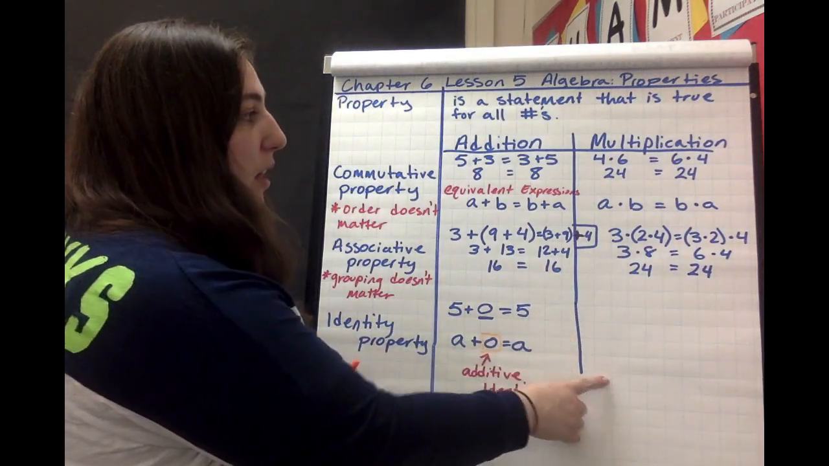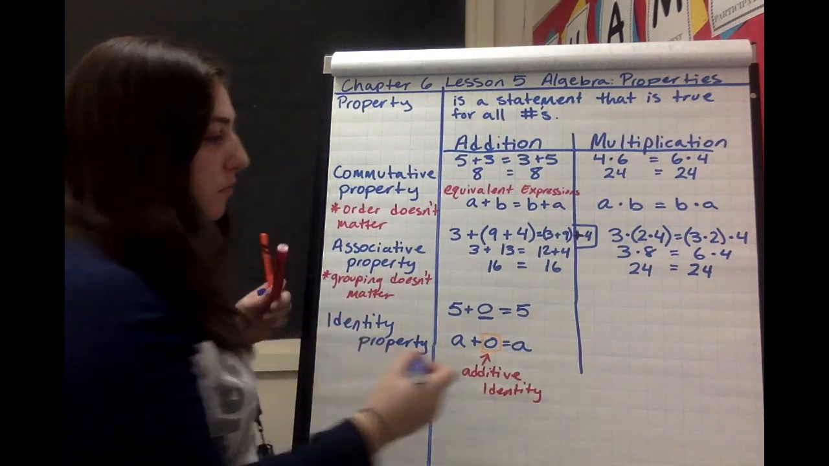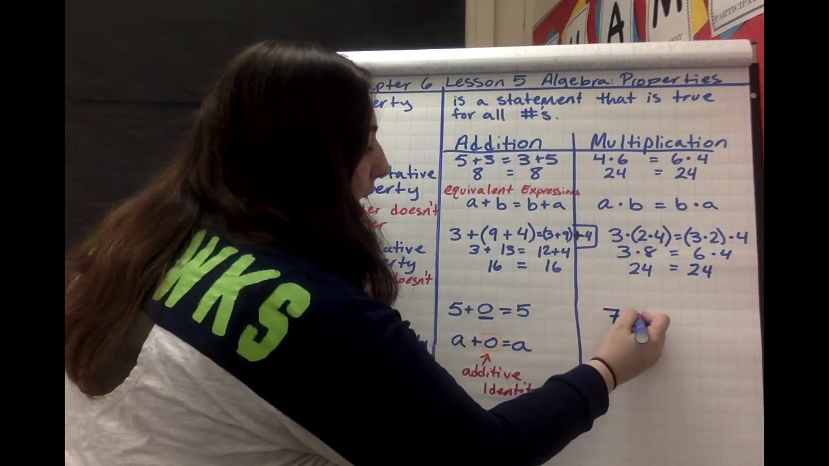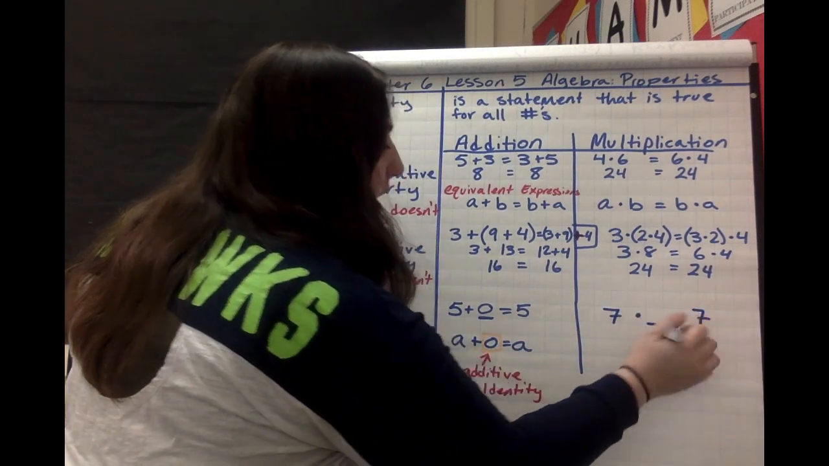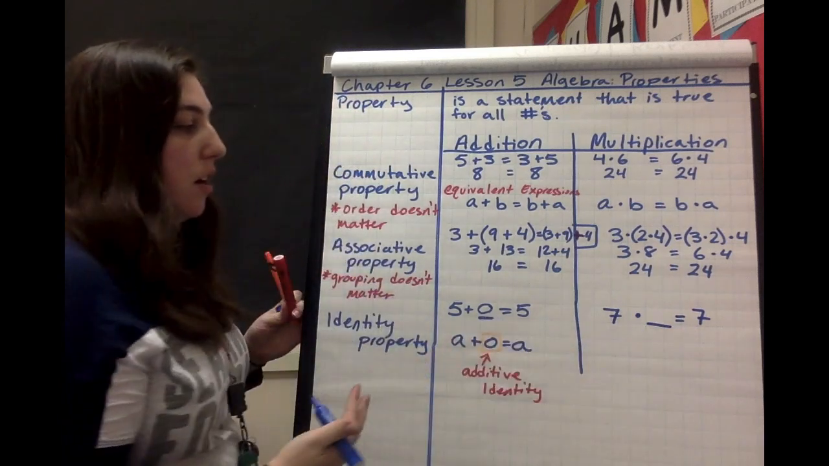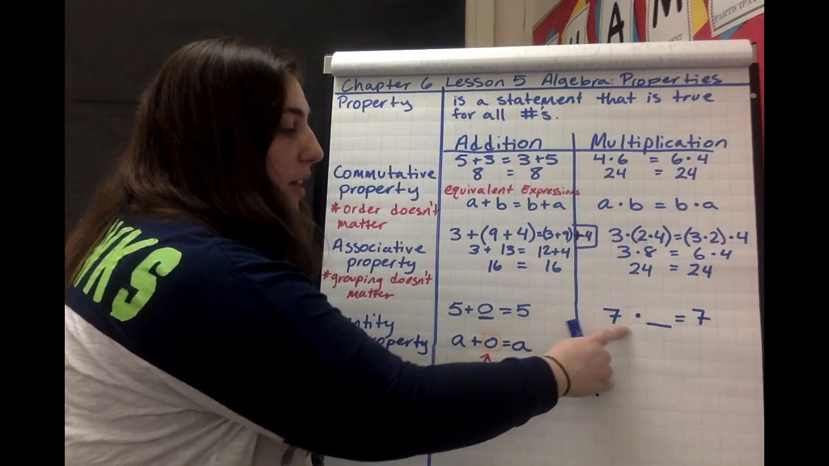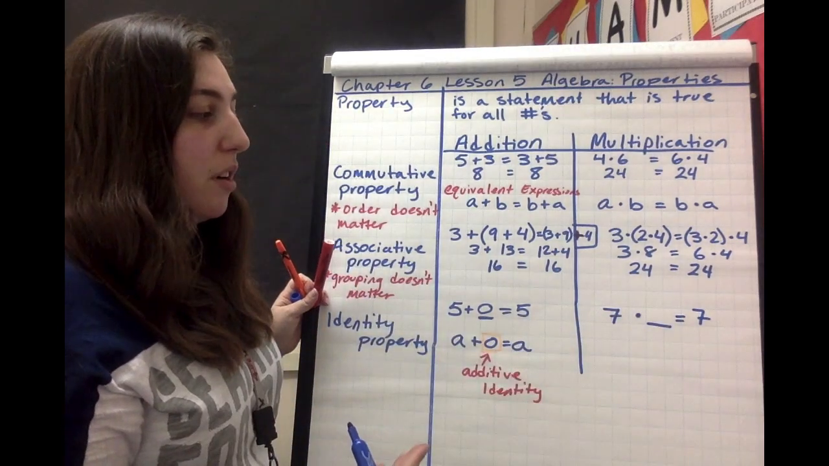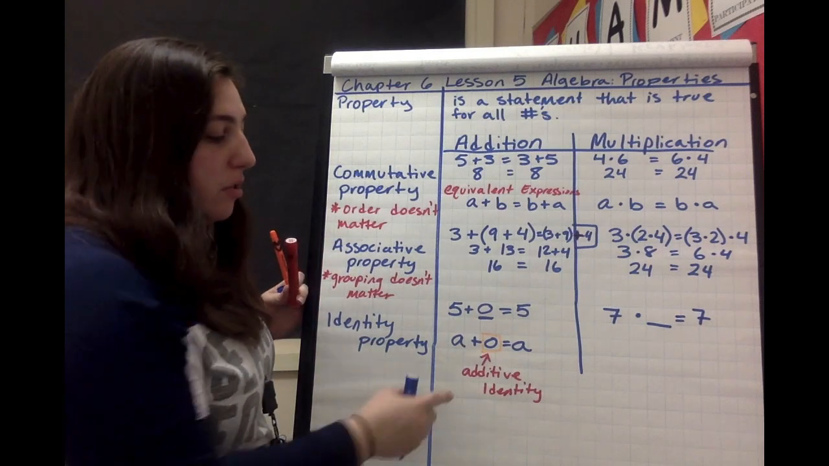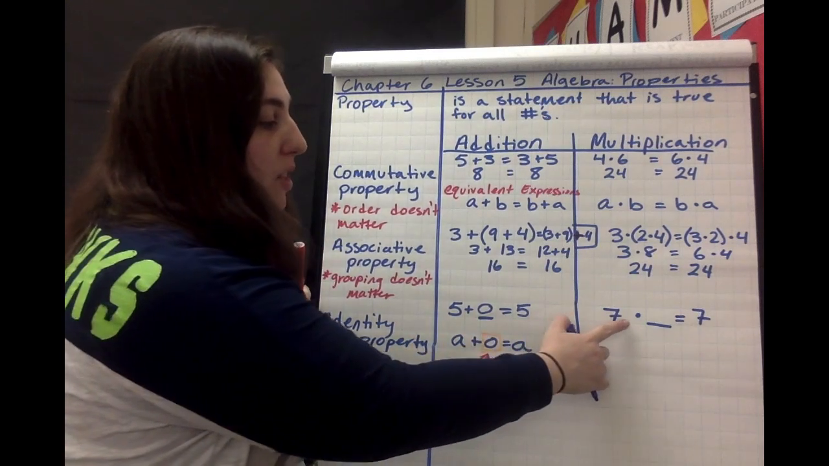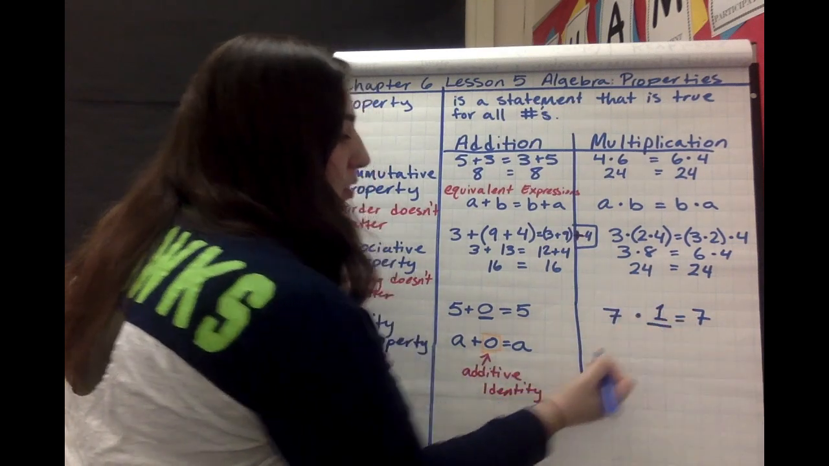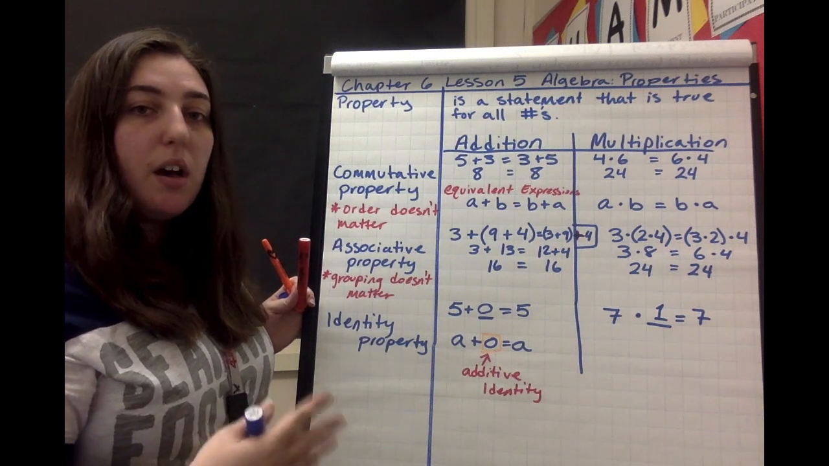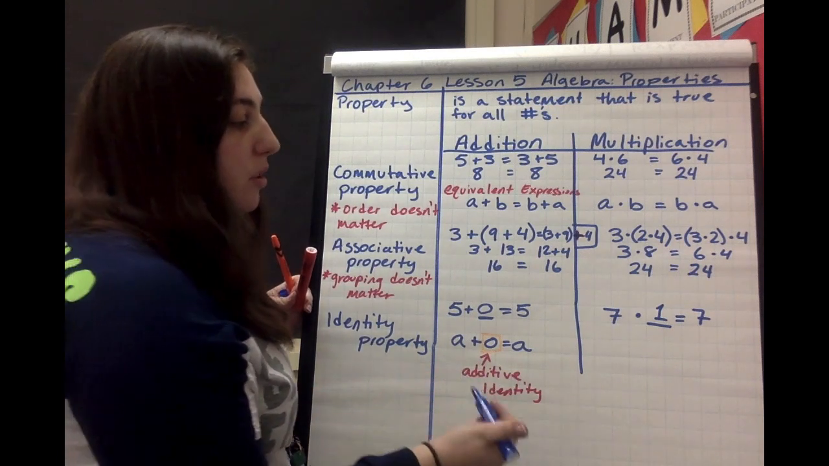Now, when we try the same thing on the multiplication side, let's say we have 7. 7 times what would still give us 7? We have to think. Well, if we used 0, 7 times 0, that would change the identity of our number. 7 times 0 would be 0. So it can't be 0. So it's not the same. Okay, but 7 times 1 would not change our identity. It would keep the identity of our number. So 7 times 1 equals 7.